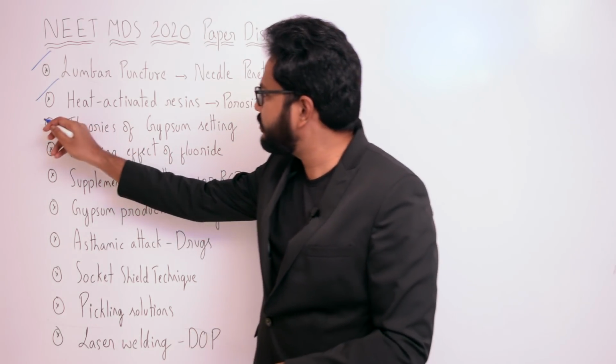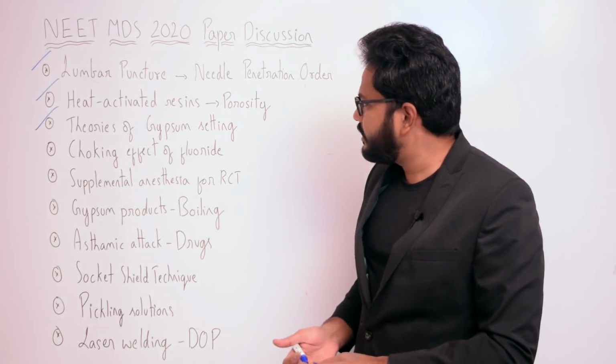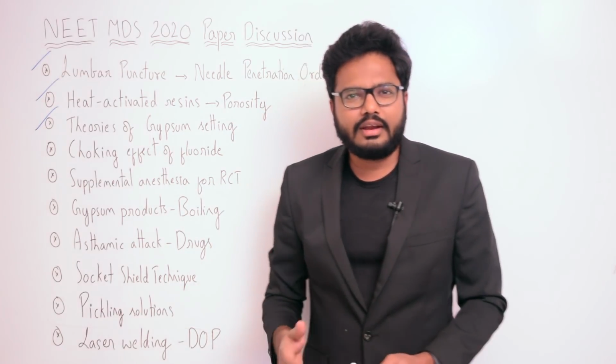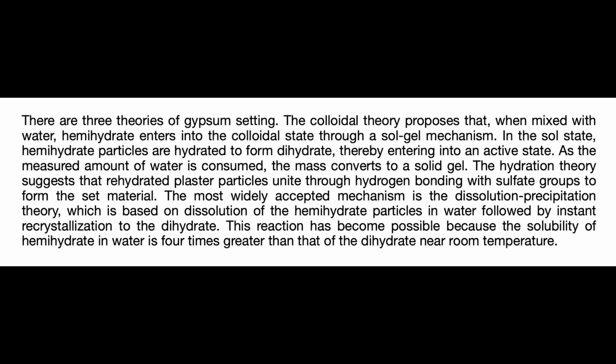Now moving on to the next question, most acceptable theory for gypsum setting. As you know, there are several theories, and if you review literature given in Phillips, there are three theories of gypsum setting. The colloidal theory proposes that when mixed with water, hemihydrate enters into a colloid state through sol-gel mechanism. So in the sol state, hemihydrate particles are hydrated to form dihydrate, thereby entering into an active state. As the measured amount of water is consumed, the mass converts to a solid gel.